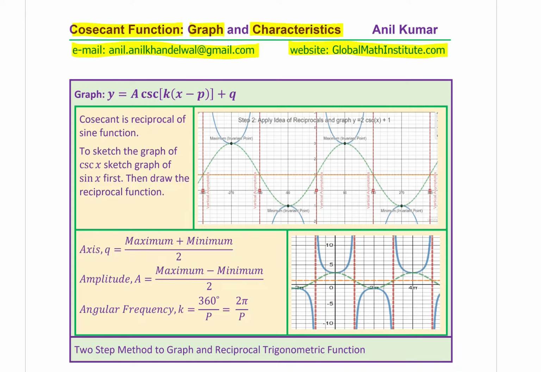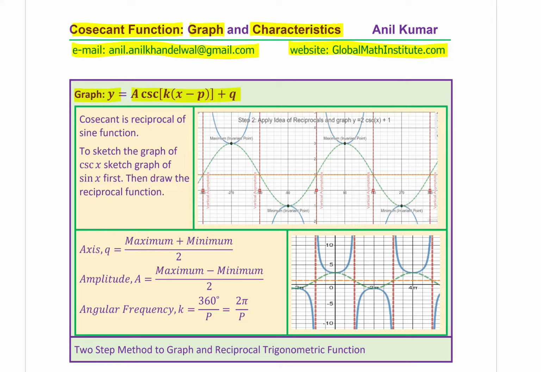So basically, we are going to consider the transformed cosecant function a cosecant k x minus p plus q. We'll see how do we graph it, and also we'll find the equation from the given graph.